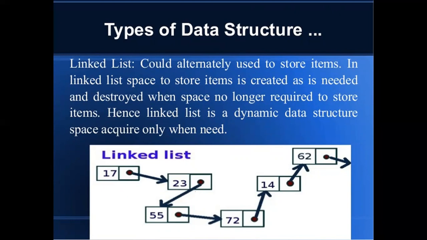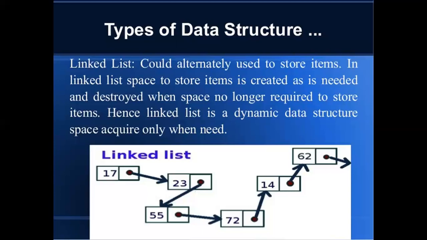And here an array is static, it is a structured data structure. That means it is a fixed amount. Suppose you declare it, it will always be there in memory. But if you want to build a dynamic data structure using calloc and malloc functions, then the linked list will be used.